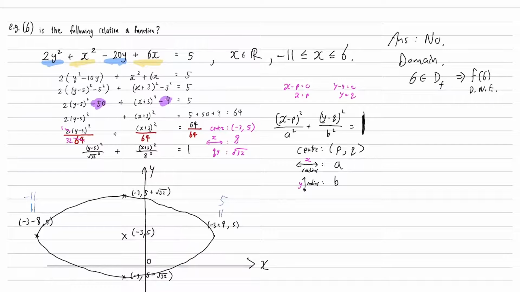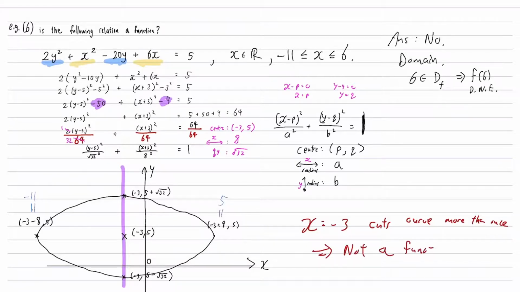Exactly. Okay, so a good example would be x equal -3. X equal -3 cuts the curve more than once. Implies not a function. Okay, that's all.